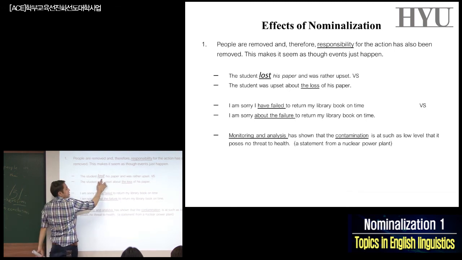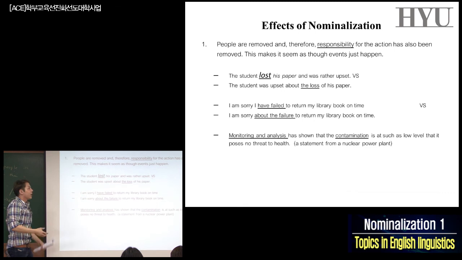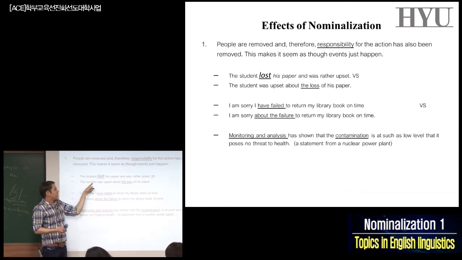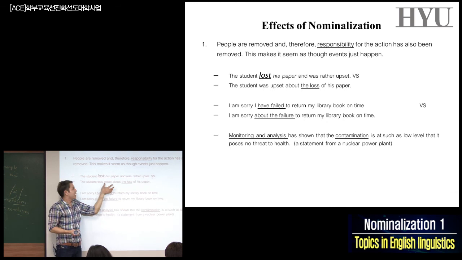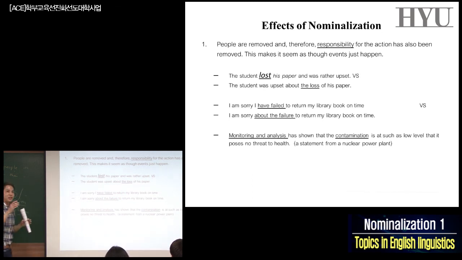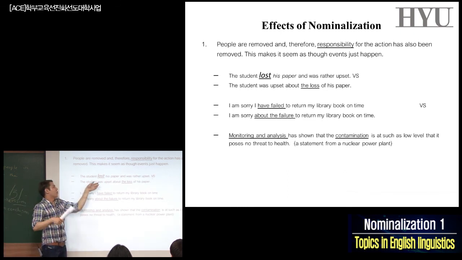The student lost his paper and was rather upset. In this case, it's clear that the cause of the paper loss is the student, right? But in the B version, in the other version, the student was upset about the loss of his paper. Now it's not clear who lost the paper, so the agent is removed. So this one is good if you want to avoid focusing on or avoid highlighting the fact that you lost the paper.